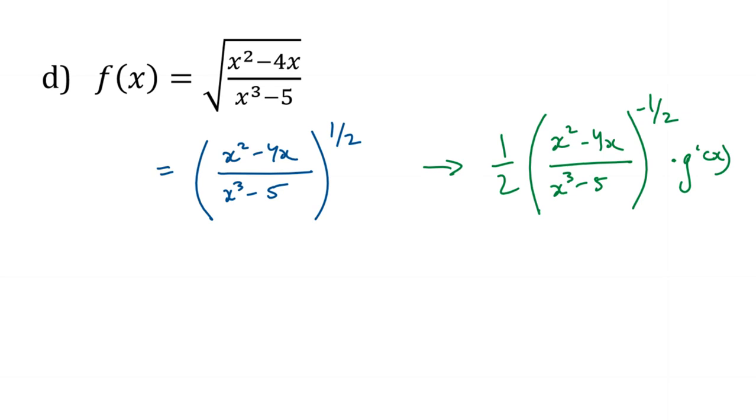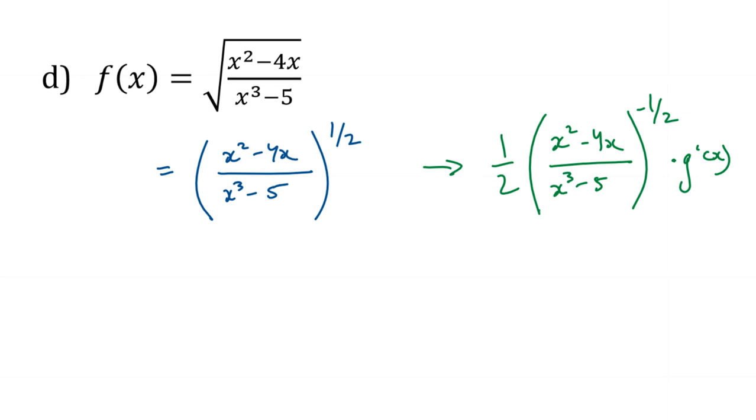So if you got a question like this, you might try this. Rewrite it in exponential form. Bring the exponent out front. Rewrite the inside the same way. Subtract 1 from the exponent. Then multiply by the derivative of what's inside, which would be quotient rule.